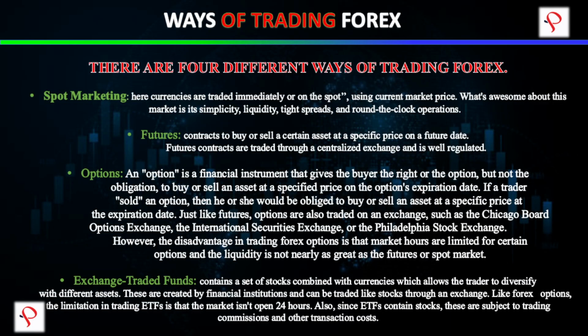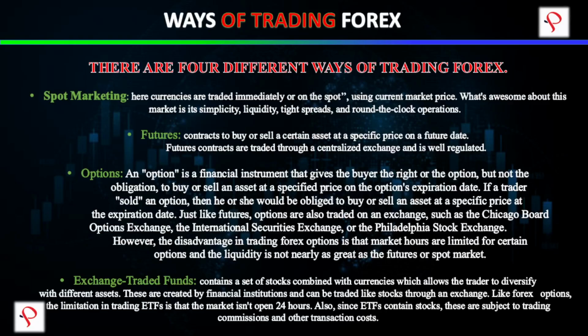Then we have the futures. Here you have a contract to buy or sell a certain asset at a specific price. Now, when you hear the word assets in this context of Forex trading, we're talking about currencies, index funds, in fact, let me just put it in general, we're talking about financial transactions. So when you hear the word contract or the word assets, we're talking about financial transactions. So these are contracts to buy or sell a certain asset at a specific price on a future date. Futures contracts are traded through a centralized exchange and are well regulated.